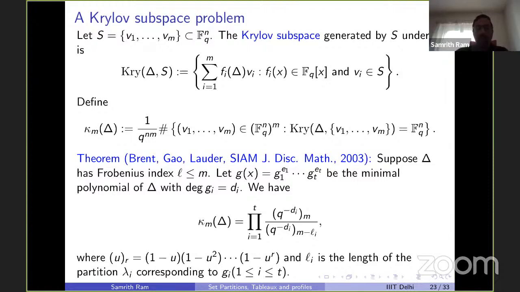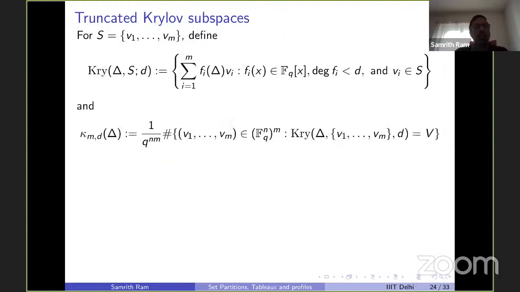Okay, so this can be estimated. Now, truncated Krylov subspaces are what are more interesting, apparently, from a practical point of view. So they are defined in the following way. Pick this subset S as before of m vectors.